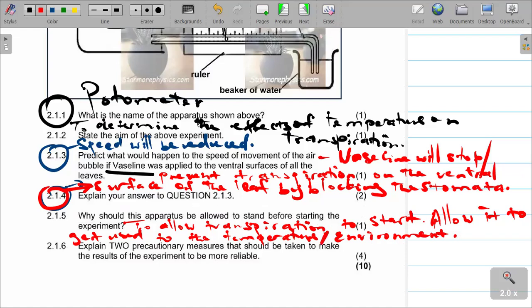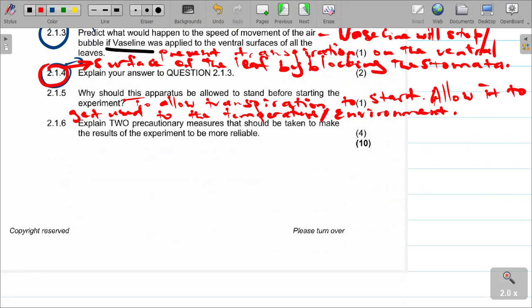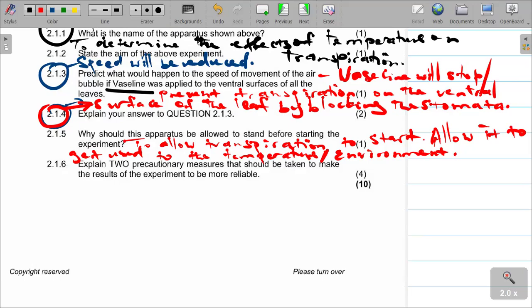And then, explain two precautionary measures that should be taken to make the results of the experiment more reliable. In order to make sure that the results are reliable, precautionary measures must be put in place. One, ensure that the apparatus is airtight, as we have seen there.